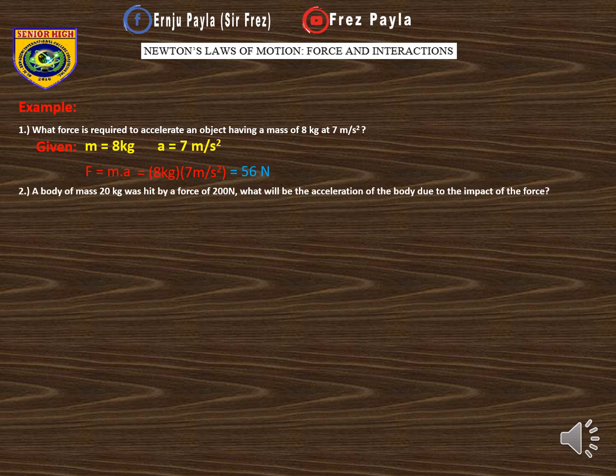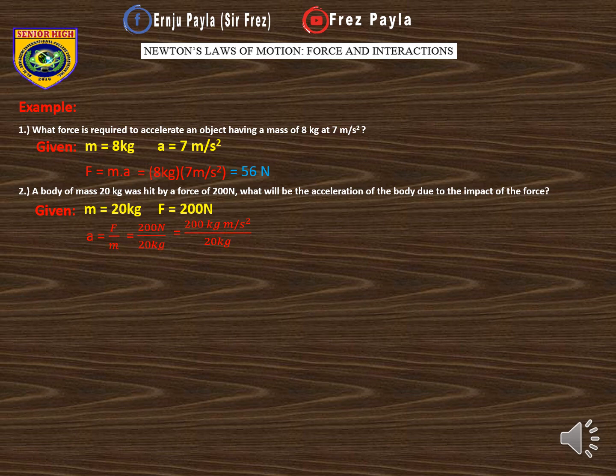Another example, number 2. A body of mass 20 kg was hit by a force of 200 Newton. What will be the acceleration of the body due to the impact of the force? Given mass 20 kg, force 200 Newton. To calculate acceleration, given the values, we have F divided by m. So F is 200 Newton, m is 20 kg.